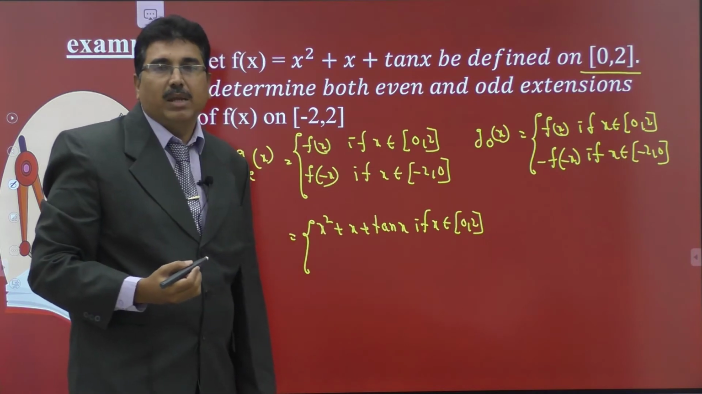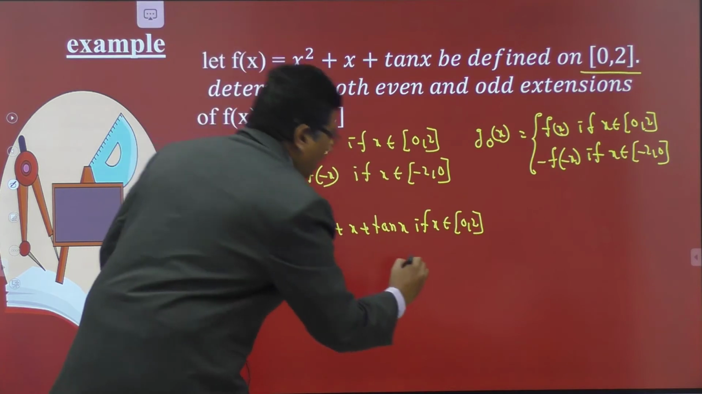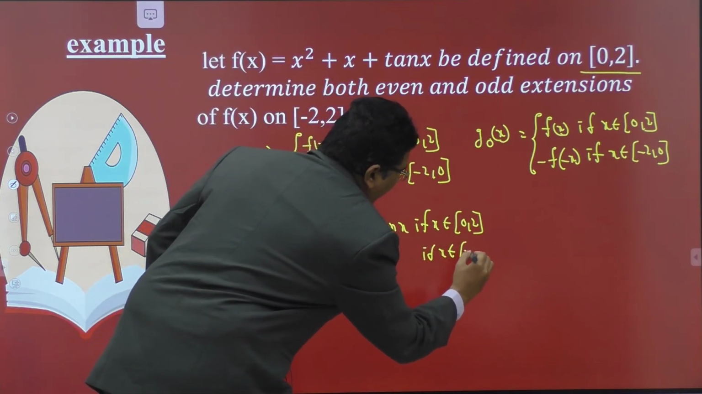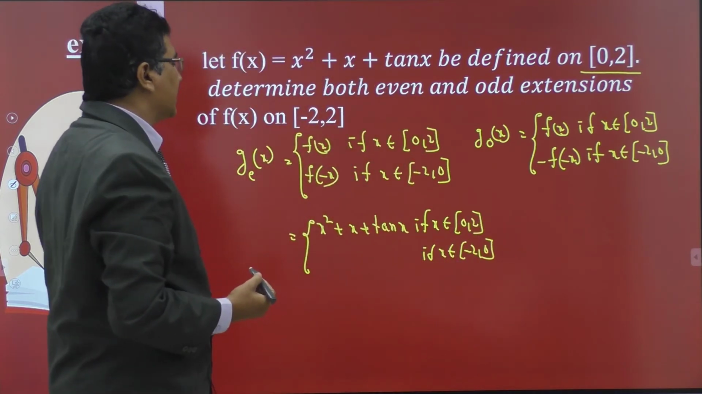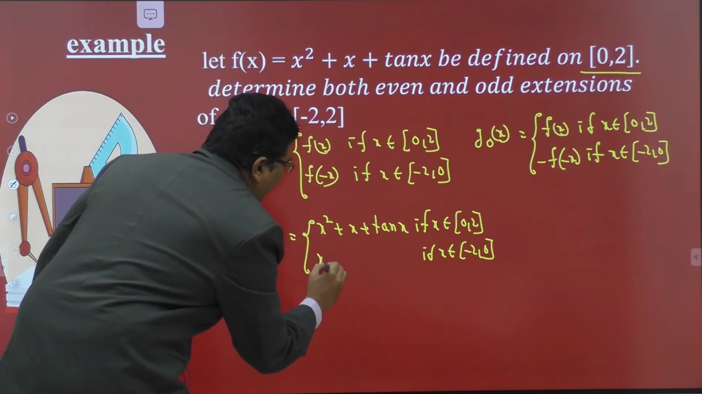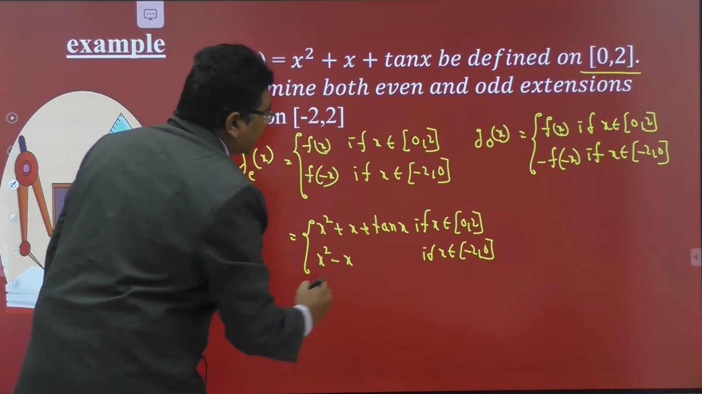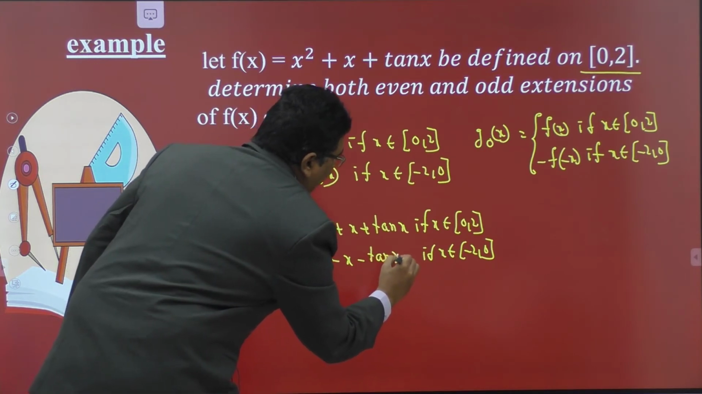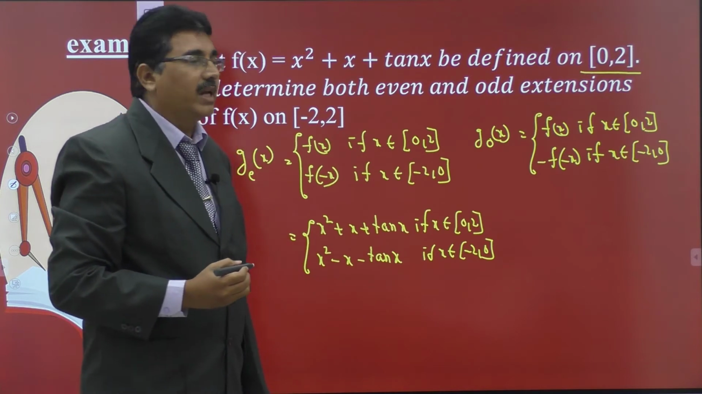Now if x belongs to the closed interval [-2, 0], f of minus x is x square minus x tan of minus x, which is equal to minus tan x. Right? This is an even extension of f.